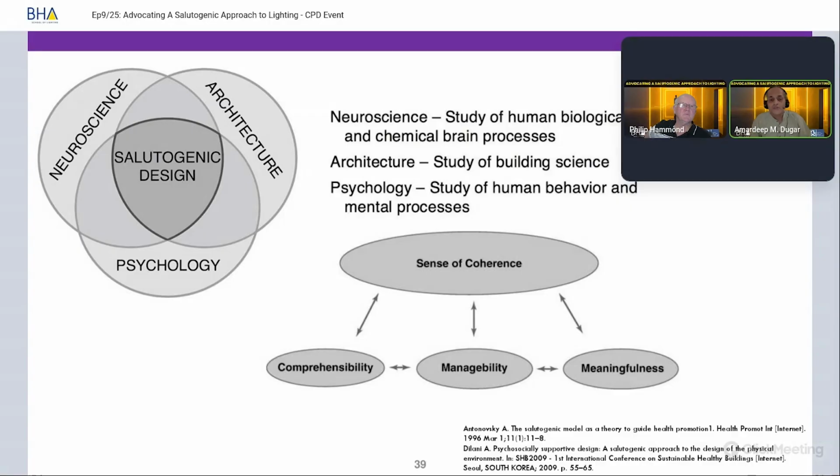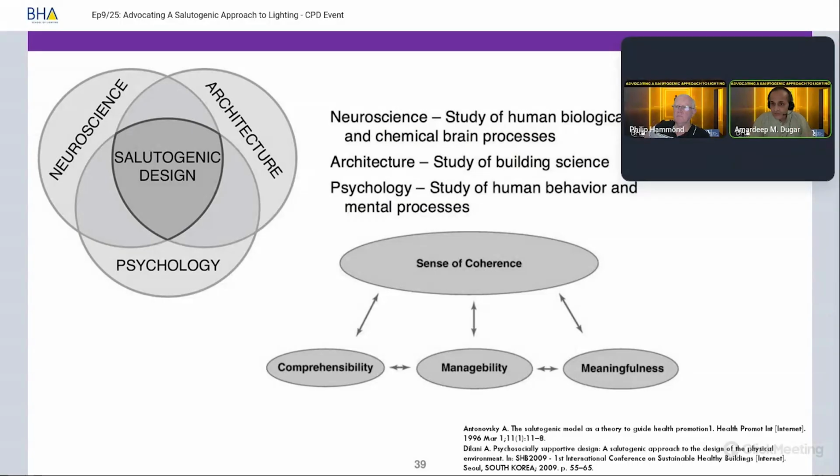Antonovsky and a couple of other researchers, particularly Delany, talk about something called salutogenic design, which is an intersection of neuroscience, psychology, and architecture. What they say is that a sense of coherence can be brought about in a built environment or a design space by making the space comprehensible, manageable, and meaningful. So comprehensibility, manageability, and meaningfulness in design spaces is what brings about a sense of coherence.